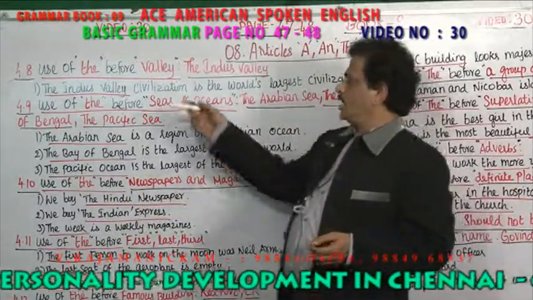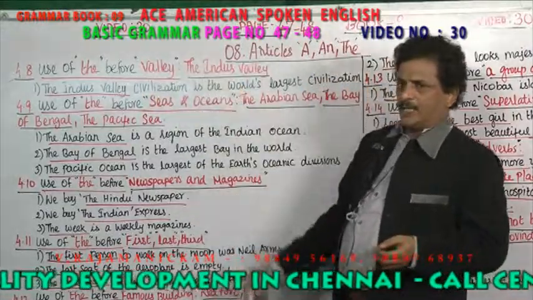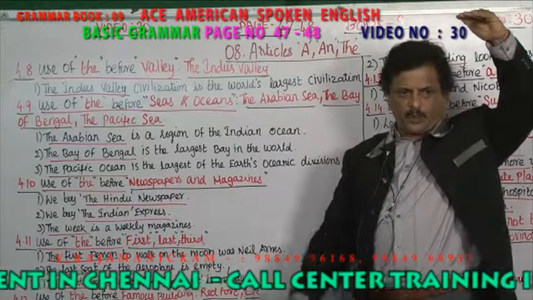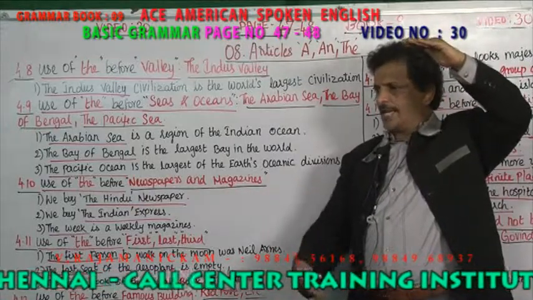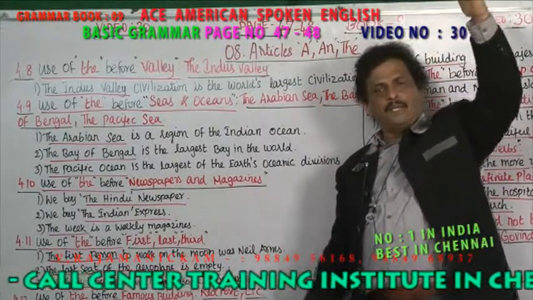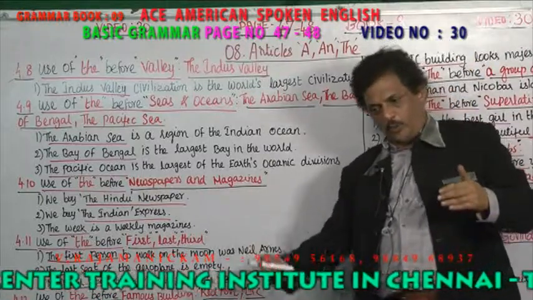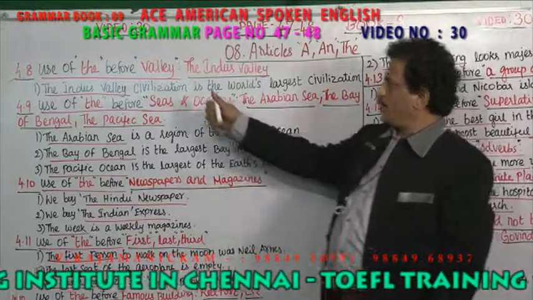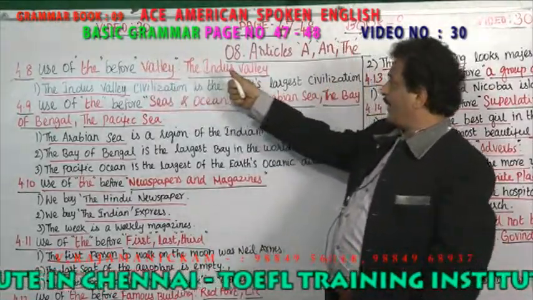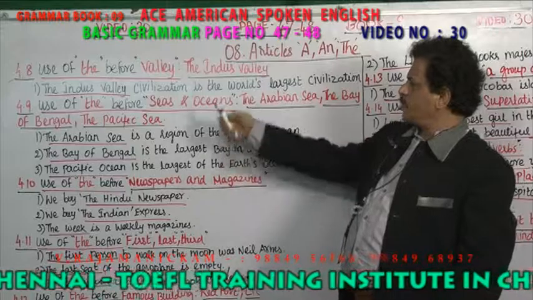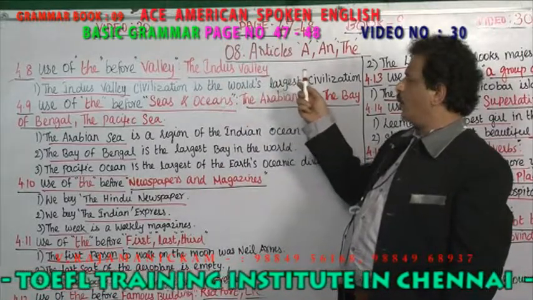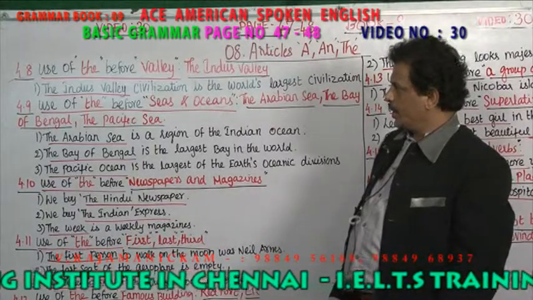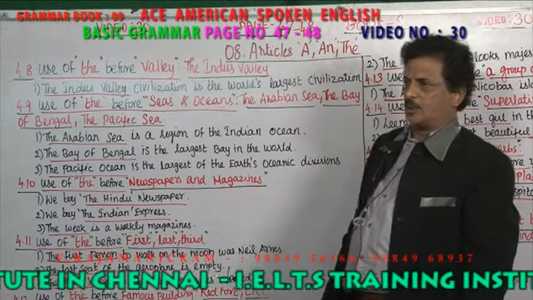So, coming here, use of the before valley. What do you mean by valley? What do you mean by peaks? Peak is top. What do you mean by valley, which is down? Kashmir Valley. Peak, Mount Everest is the peak. So, valley is going down, peak is in the top. So, we use the before valley, the Indus Valley. The Indus Valley civilization is the world's largest civilization.